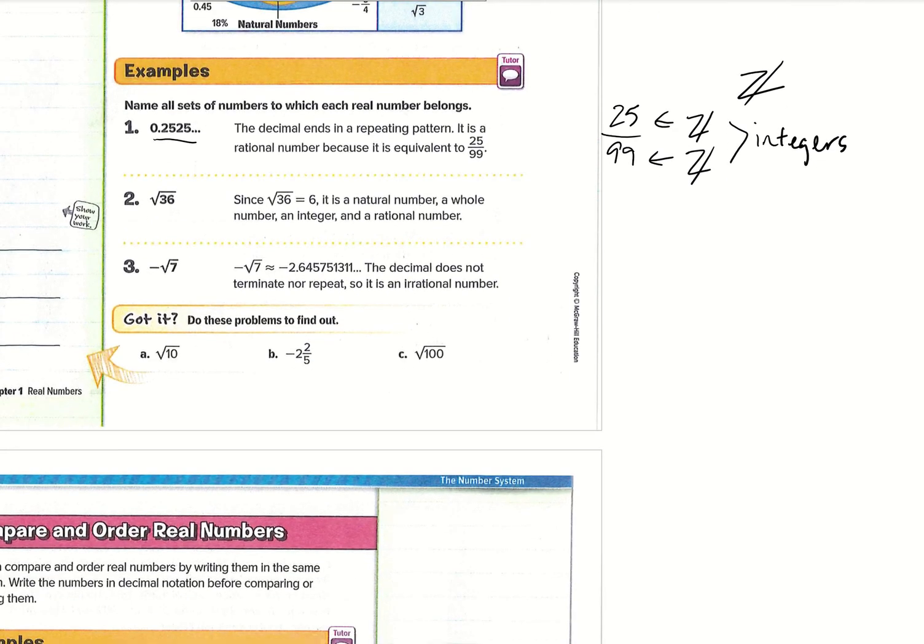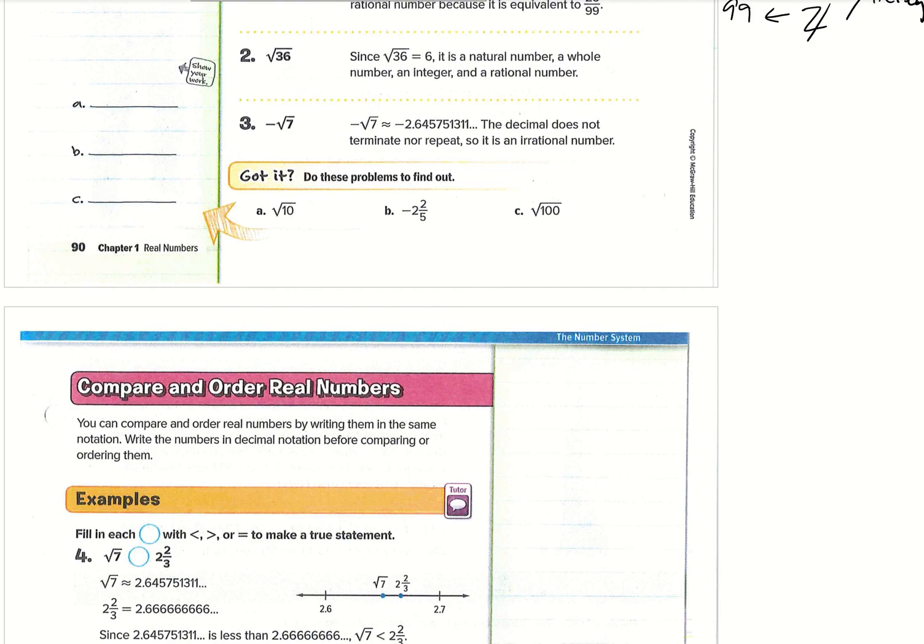Lastly, example 3, you have negative square root of 7. If you type the square root of 7 into your calculator, you're going to get something that does not terminate or repeat, as this says here. That's how you know that it's an irrational number.